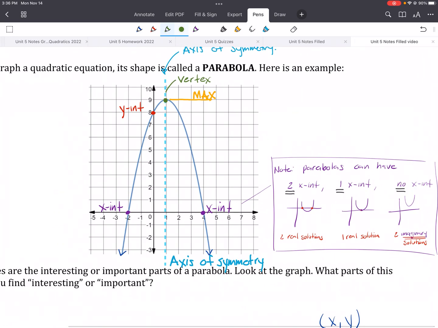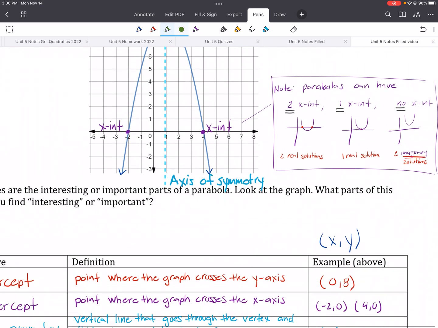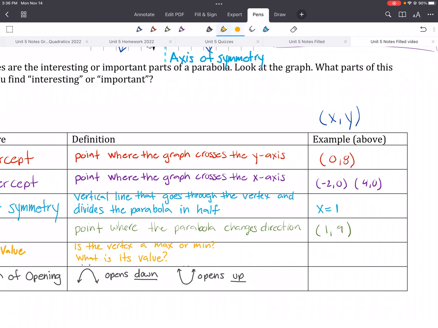So here we have a maximum. It has a maximum at 9, so that's its highest value. So let's write that down. So we have a max at 9.